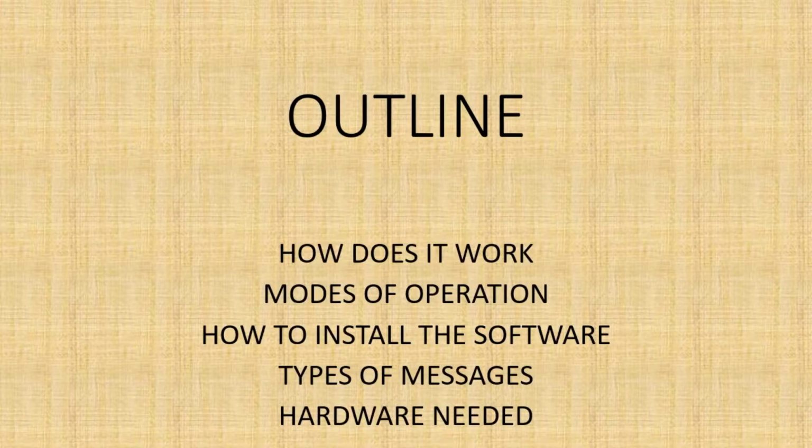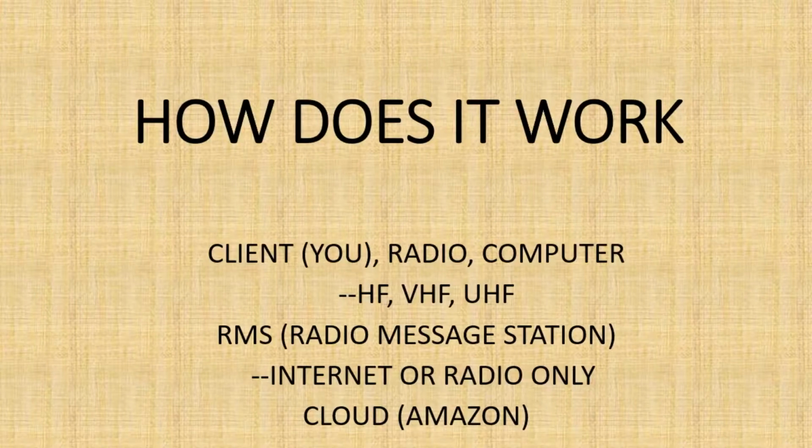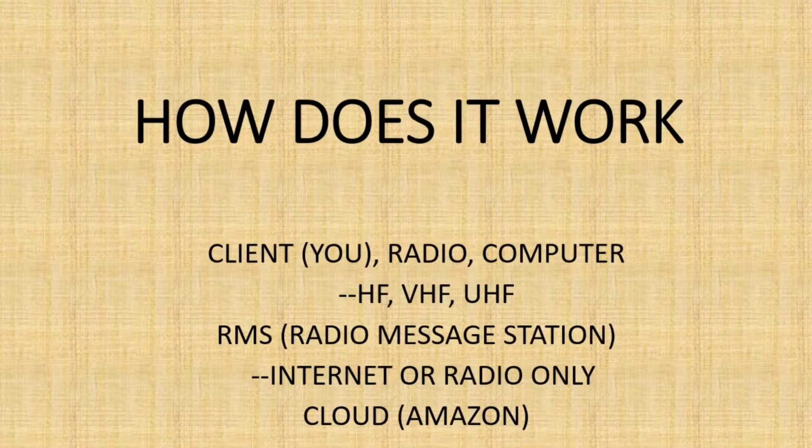But how does this work? There's three essential components: a client, you, a radio, and a computer. The radio could be HF, VHF, or UHF. Then the next thing you need is an RMS, a radio message station, otherwise known as a gateway. Think of it as an entry point into the Winlink network. And then the third area is the internet.